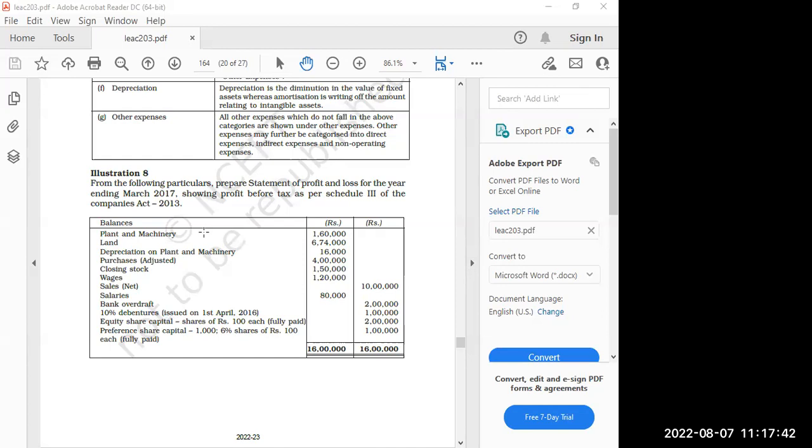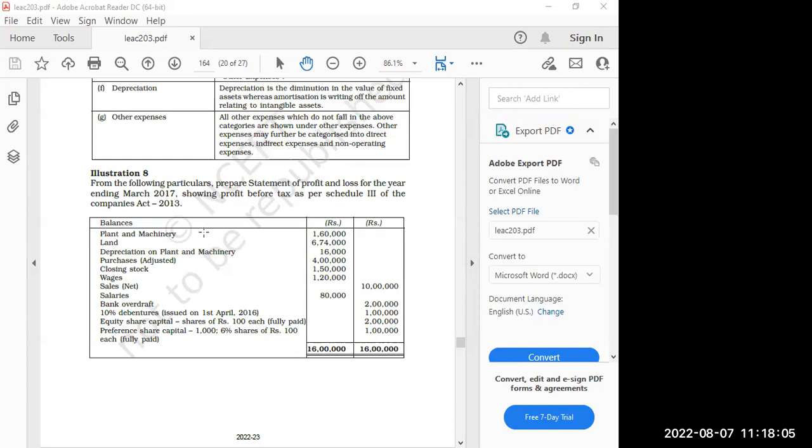Okay. Companies Act is giving a Schedule number 3. That Schedule 3 talks about the format, the format we discussed so far. Only in this question, we have to prepare the P&L alone. So we have to look at the trial balance to get the items of income and expenditure alone. Okay, let us go through one by one.